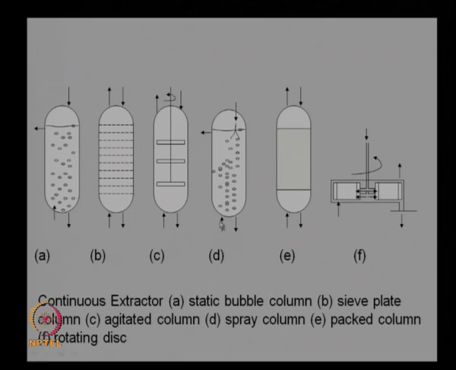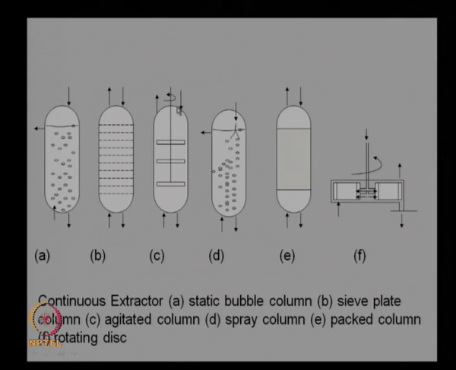The next design is called the sieve plate column. So you have many plates with perforations. When the liquids travel, one going from top to bottom, the other going from bottom to top, because of these sieve plates there is going to be some turbulence created and mixing taking place in each portion of the sieve plate. So this is called a sieve plate design.